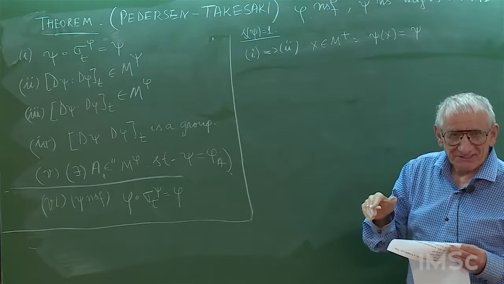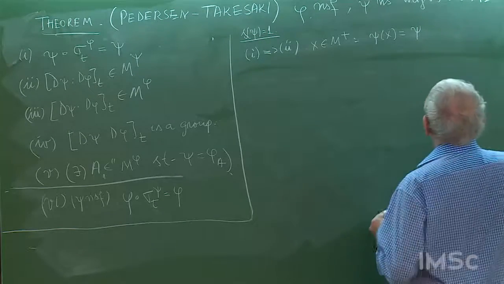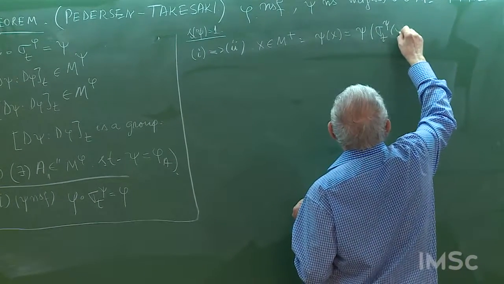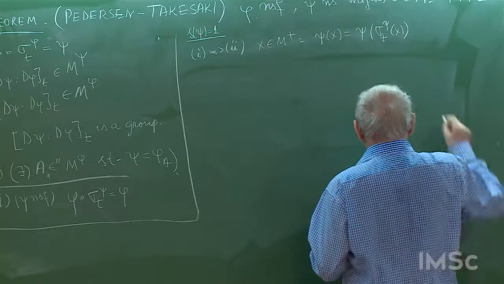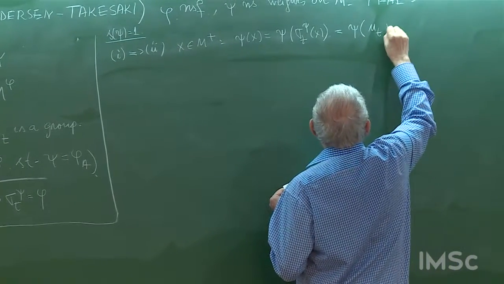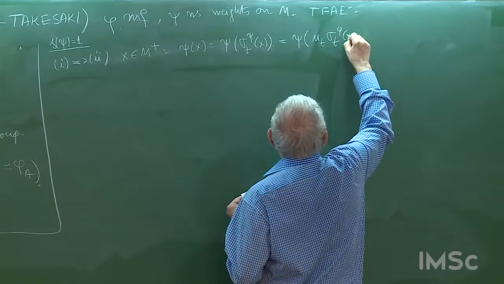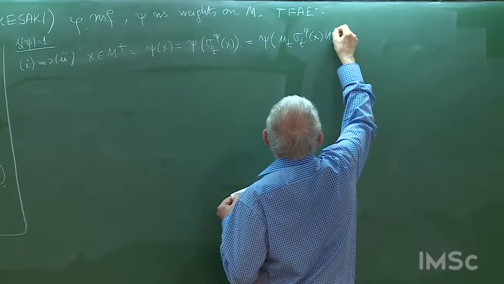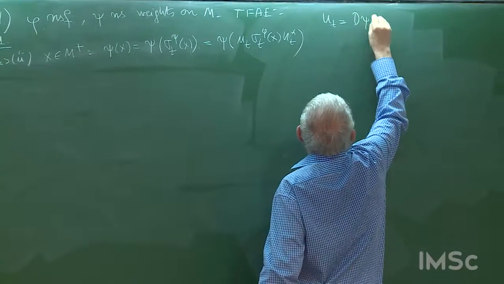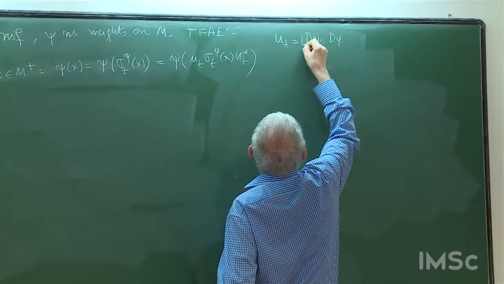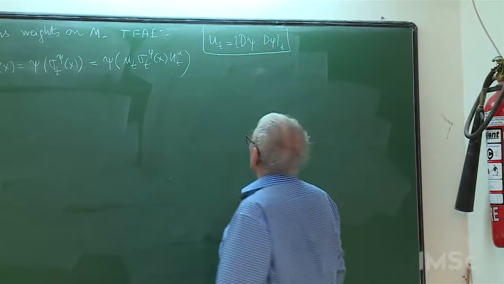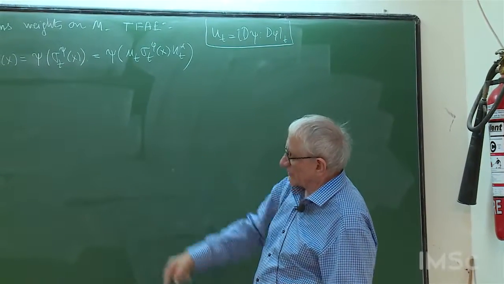psi of sigma t psi of x, that's obvious. And this is equal to psi of ut sigma t phi of x. Ut, excuse me please, I forgot to say that I denote by ut the cocycle d psi d phi t. So this is a notation that will be used in all the proof.